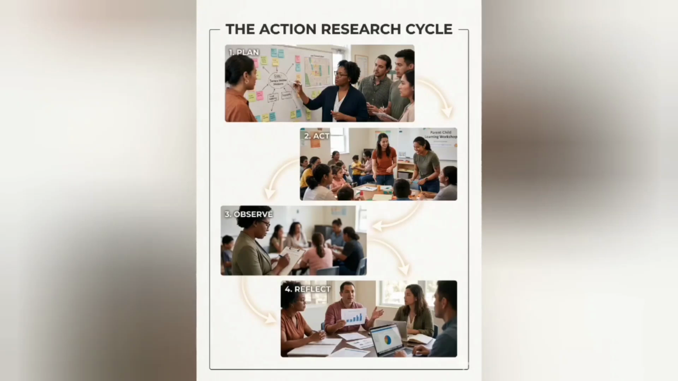Number 4 is empowerment. It helps citizens take ownership of their problems. 5, there is continuous learning. It allows teams to adapt and improve over time. Number 6, building capacity. It teaches valuable research and problem-solving skills. And then you get a deep understanding. It gives clear insights into complex local issues.